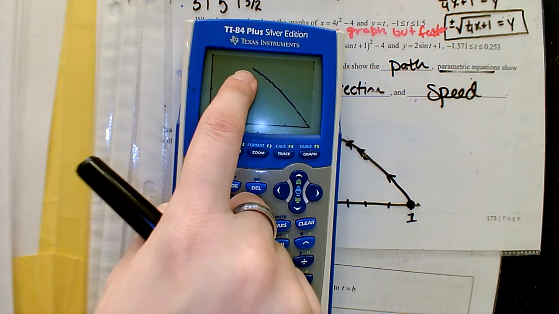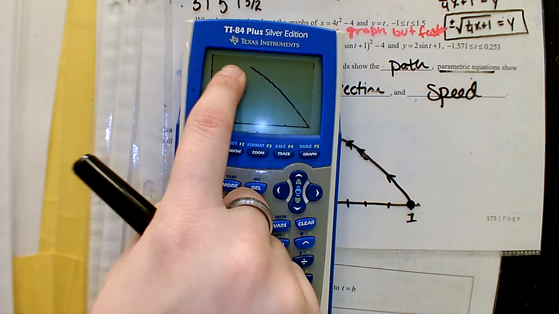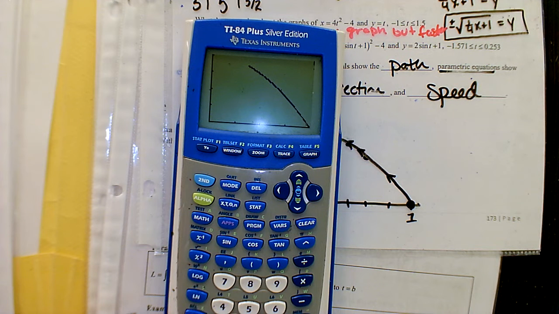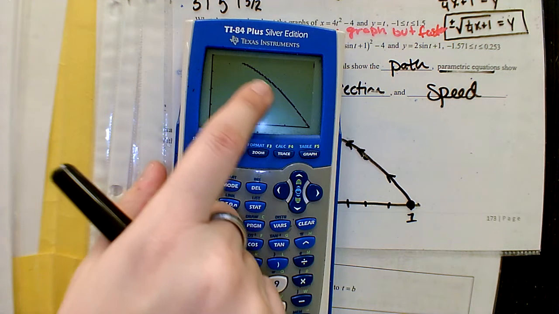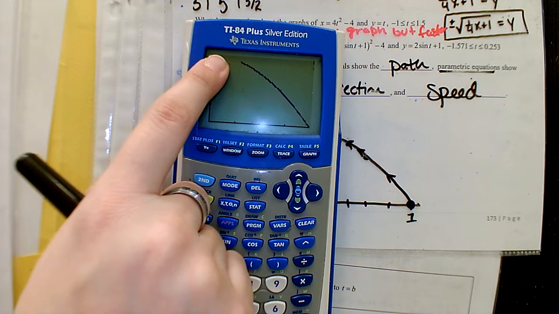It's calculating a lot of data points. That's why it's getting really, really slow. I say we graphed it pretty accurately though, right? There's how it has that shape.